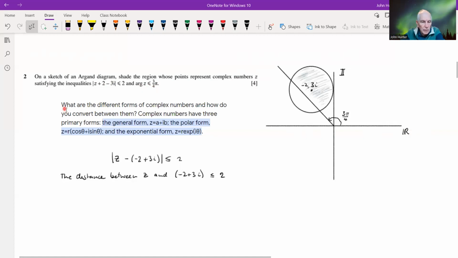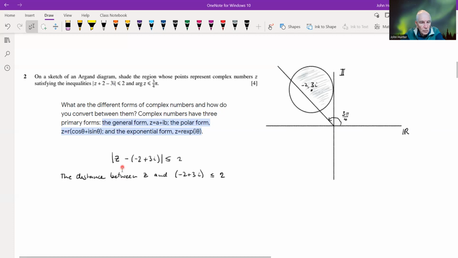Just by way of a bit of revision, what are the different forms of complex numbers? How do you convert between them? Well, this is just from Wikipedia. Complex numbers have 3 primary forms: the general form, a plus ib, Cartesian form I think that's called; the polar form, which is r times cos theta plus i sine theta; and the exponential form, z equals r e to the i theta. Right, okay, hold that thought, it might be useful when understanding this.